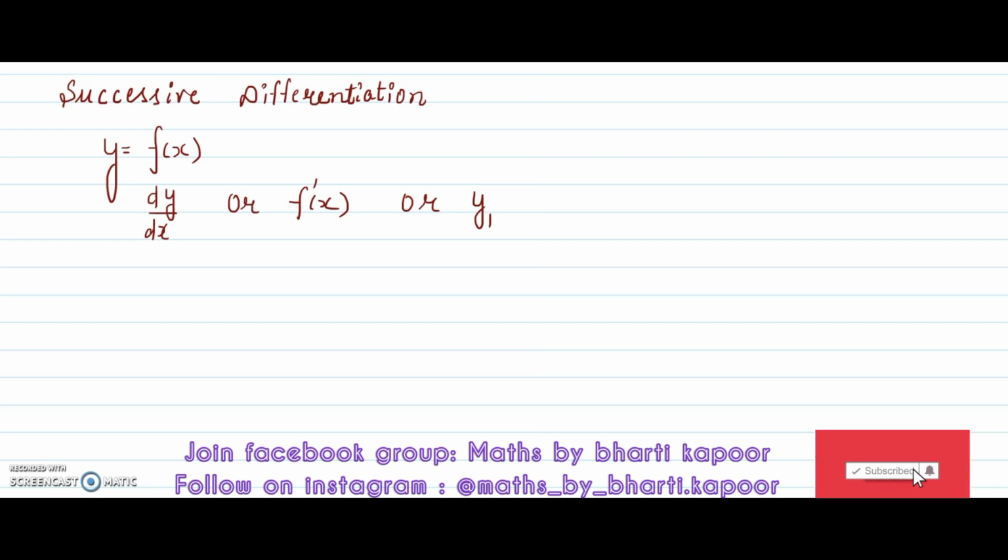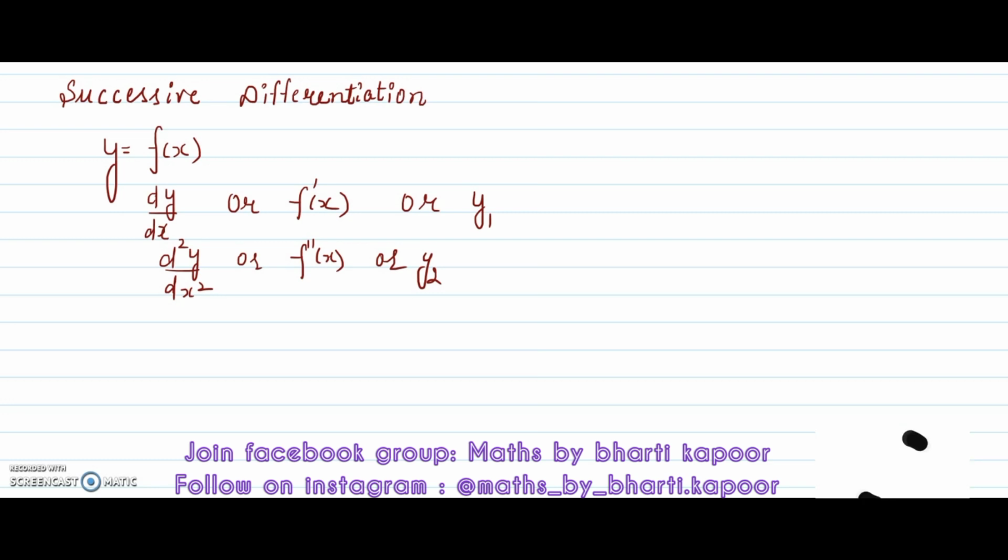Similarly, the derivative of this first order derivative, which is denoted by d2y by dx2 or f double dash x or y2, all these are used to denote the second order derivative of the function y, or we can say that this is the first order derivative of the dy by dx. Alright, so all these are the second order derivative of the given function. That means again differentiating first order derivative, we are getting the second order derivative.